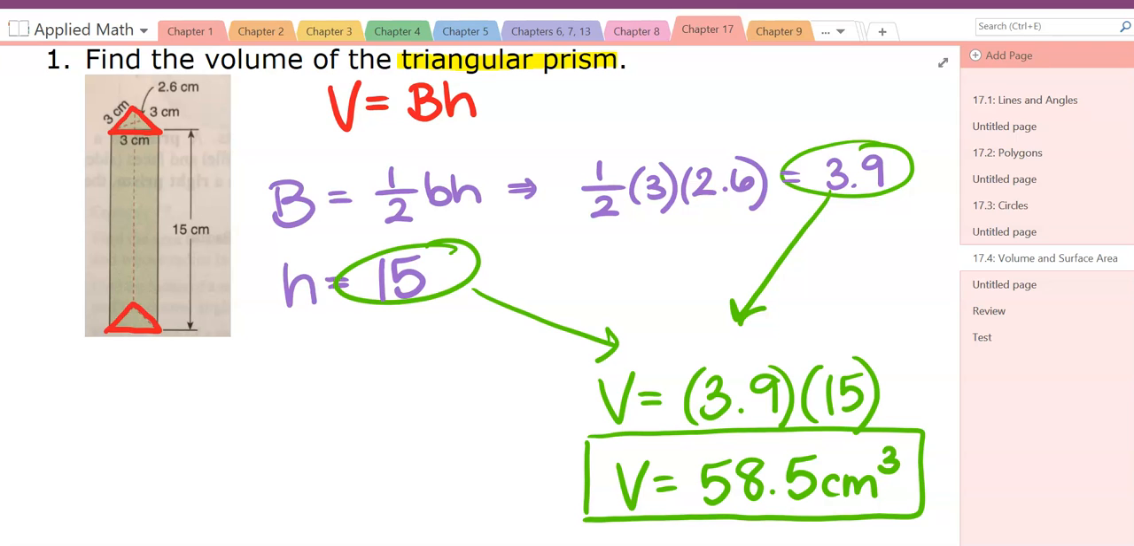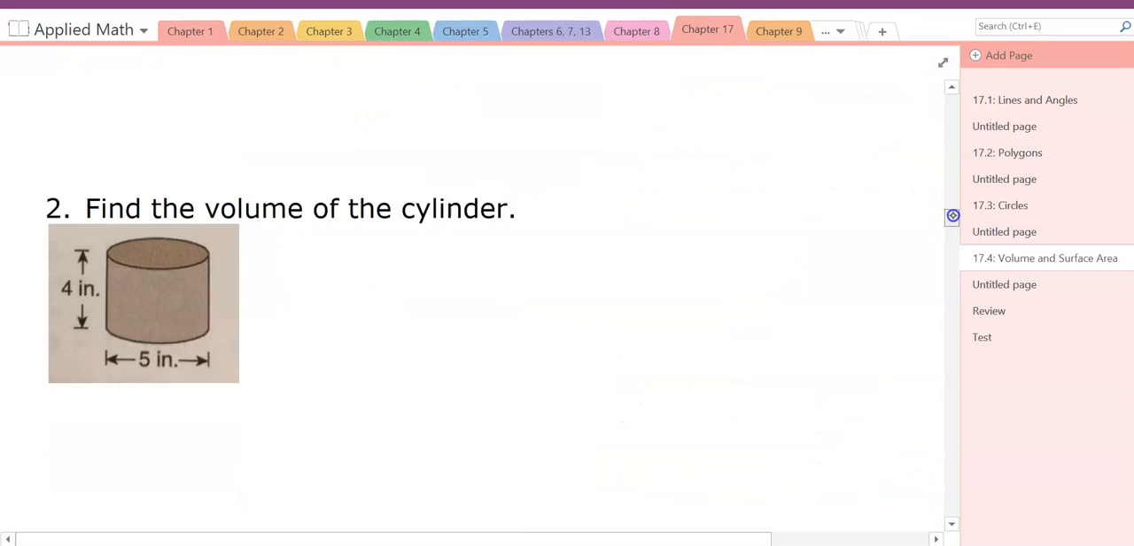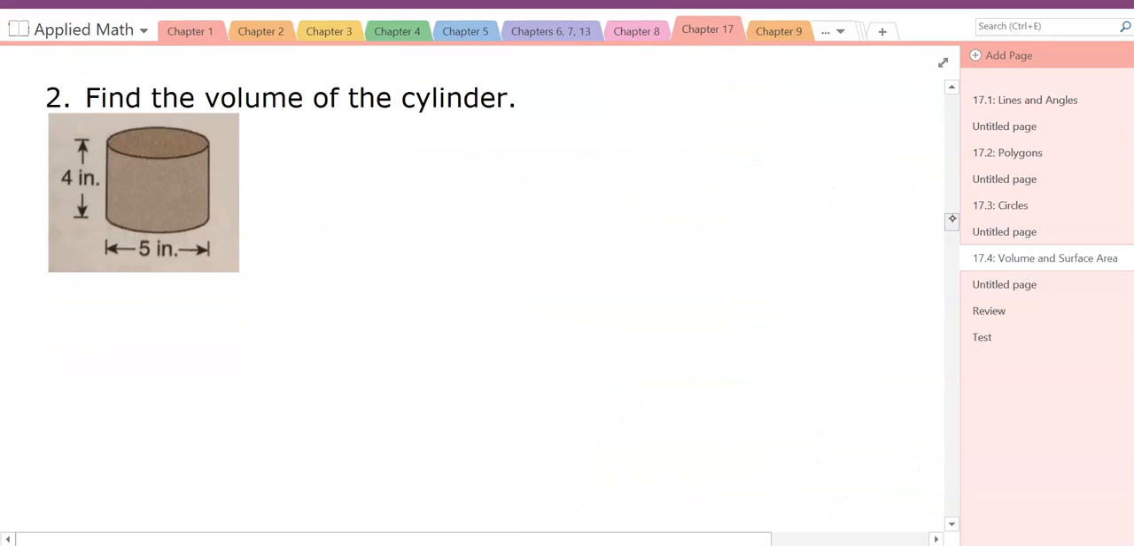So the next one in your guys' packet is a cylinder. We're going to use the same formula. Volume of a cylinder and volume of a prism are the same thing. So we're going to do volume equals the area of the base times the height. Now what shape makes up the base of a cylinder? A circle. So when you guys are finding B, you're basically trying to find the area of a circle. What's the equation for area of a circle?